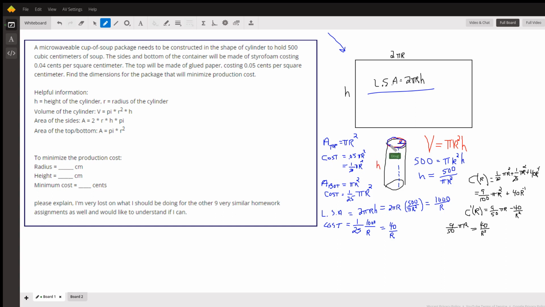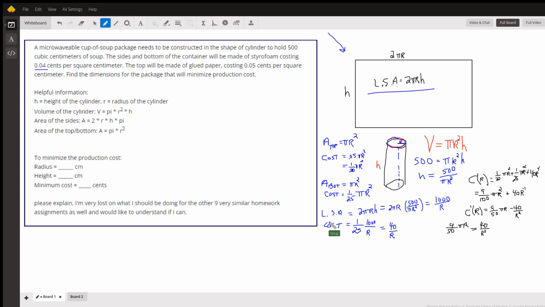So the cost of the top is 0.05 times pi r squared, 5 cents per square centimeter. I wrote the 0.05 as 1/20th pi r squared because I don't like to deal with decimals. The area of the bottom is still pi r squared, a circle. The cost of the bottom is 4 cents per square centimeter, which is 1/25th.